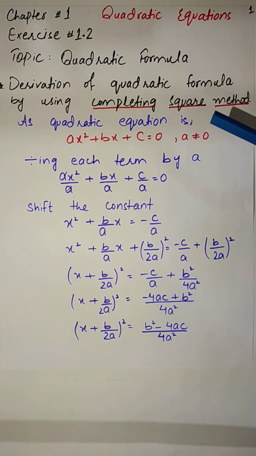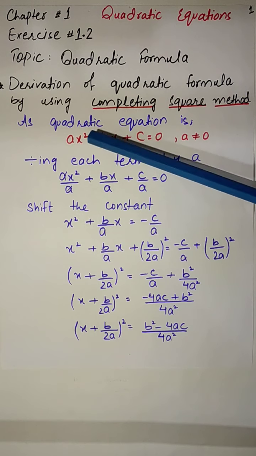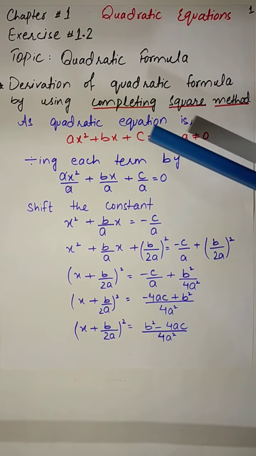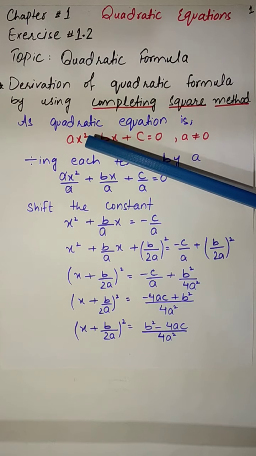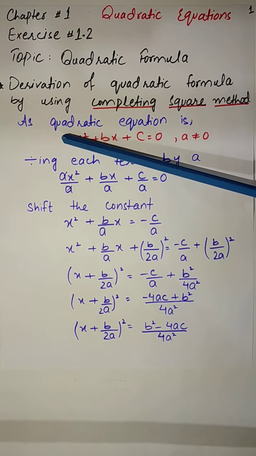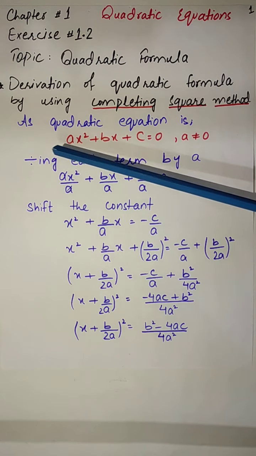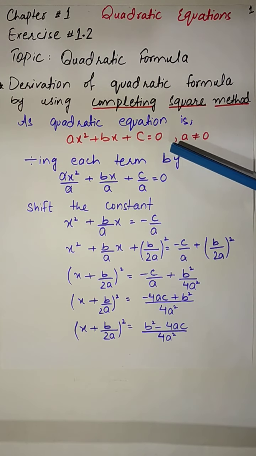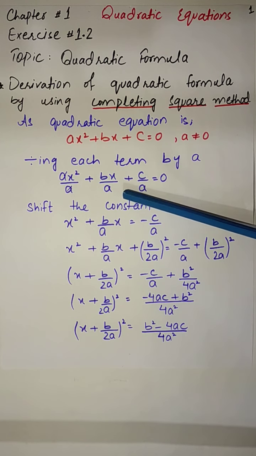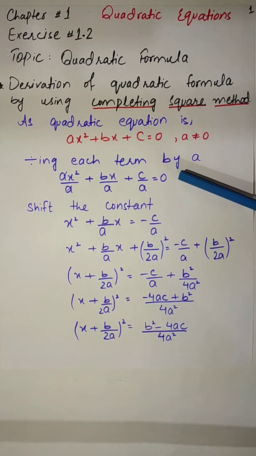First of all, we will divide. First step, like in the previous lecture, the first step was you have to shift the constant, or you can make the coefficient of x square 1. It's your choice. You can do the step 1 or 2 first. So first of all, we will divide each term with a, because we have to make the coefficient of x square as 1. So to make that, first of all, we will divide each term by a. So this will become ax square by a plus bx by a plus c by a is equals to 0.